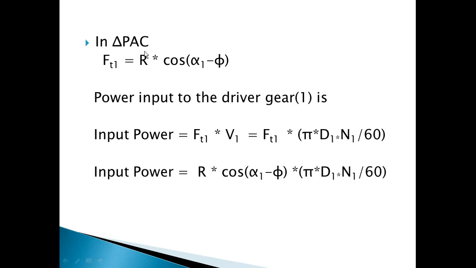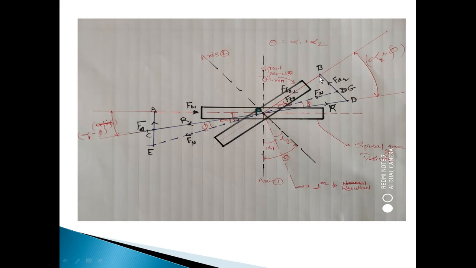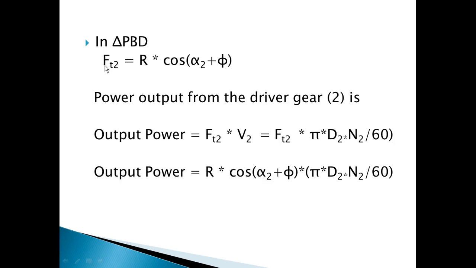Okay, for output power, I have to consider the resultant and tangential force for the output gear. So I have to consider the triangle BPD. What is the relation in triangle BPD? Tangential force is equal to, once again, cos of, this is 90 degree. So FT, that is the tangential force, equals R into cos of alpha 2 plus phi. So the output tangential force FT2 equals R into cos of alpha 2 plus phi. So output power will be once again tangential force into the pitch line velocity for the output gear.